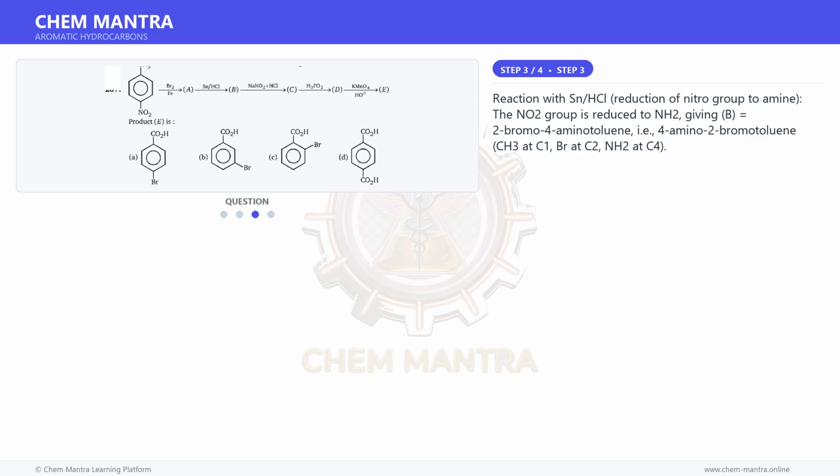Moving on to the next step. Reaction with Sn/HCl, reduction of nitro group to amine. The NO2 group is reduced to NH2, giving B equal to 2-bromo-4-aminotoluene, i.e. 4-amino-2-bromotoluene, CH3 at C1, Br at C2, NH2 at C4.